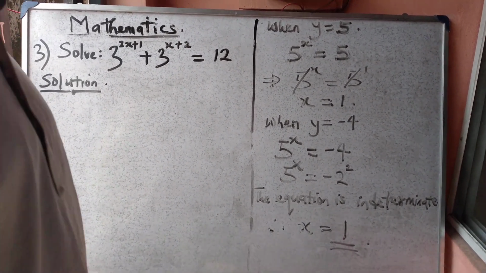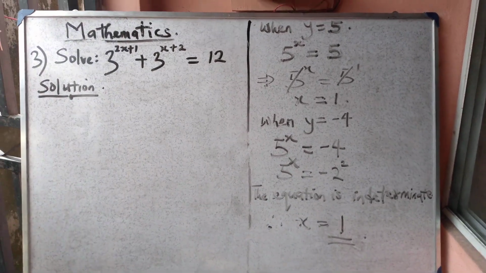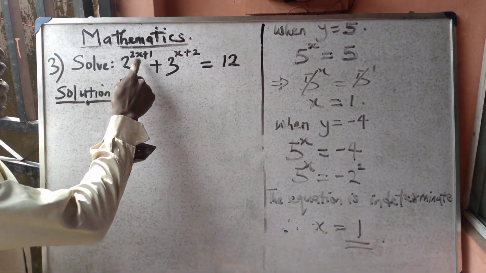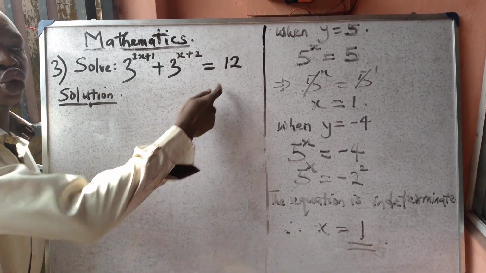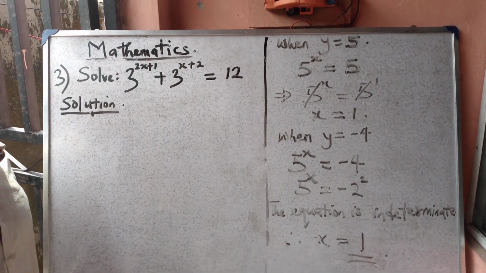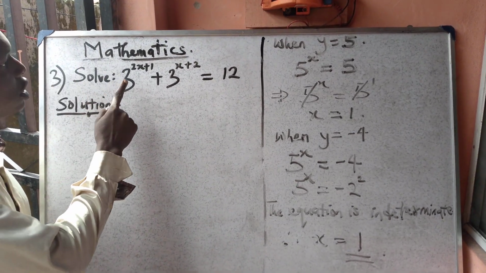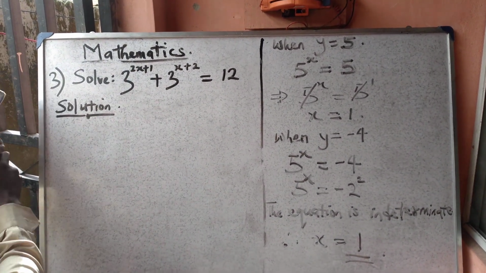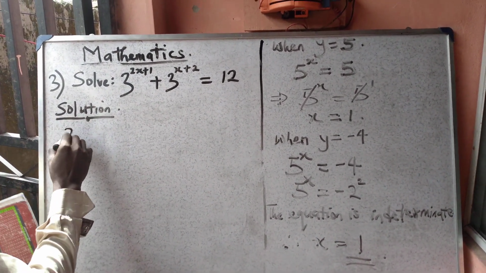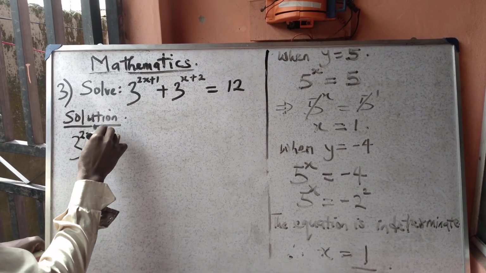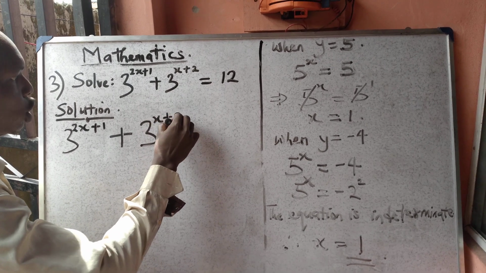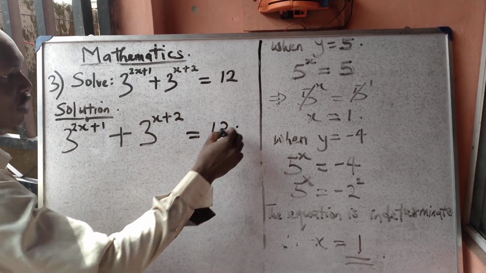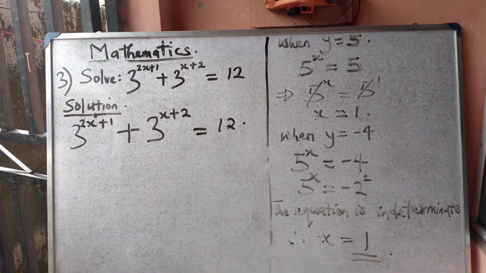Alright, we're going to look at another question. It says solve 3 raised to power 2x plus 1 plus 3 raised to power x plus 2 equals 12. Now how do we solve this question? We're asked to simplify 3 raised to power 2x plus 1 plus 3 raised to power x plus 2 is equal to 12. How do you solve this?